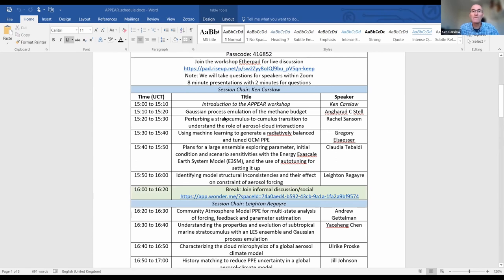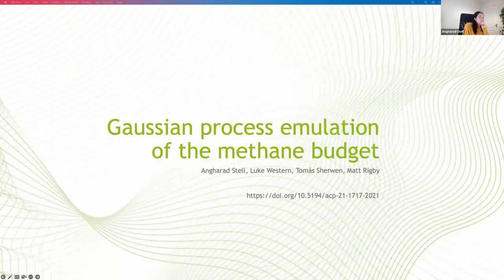So the first speaker is Angharad Stell, maybe you can tell us how to pronounce that, Gaussian process emulation of the methane budget. Then we jump onto clouds, then we jump into global models. So we're really going to jump around and enjoy ourselves exploring all these different science areas and applications. Okay, Angharad, are you ready to share? Yes, let me just get up. Can you see that? Yeah, that's good. Cool.